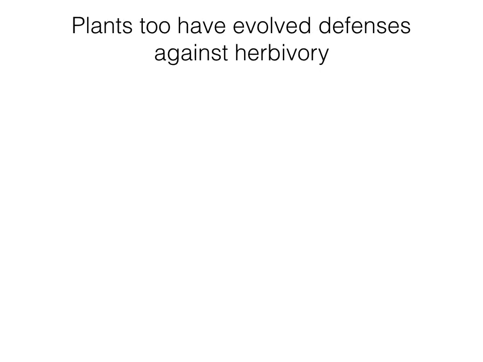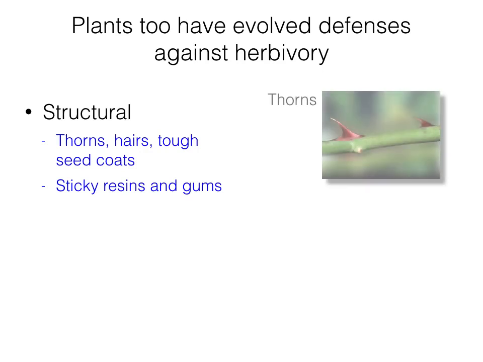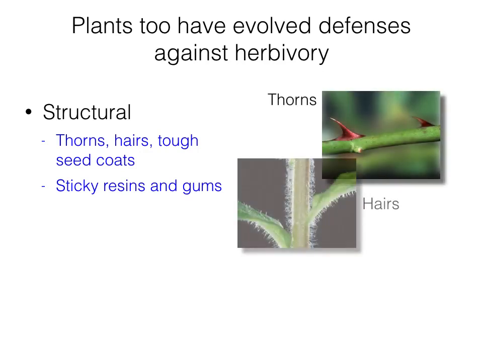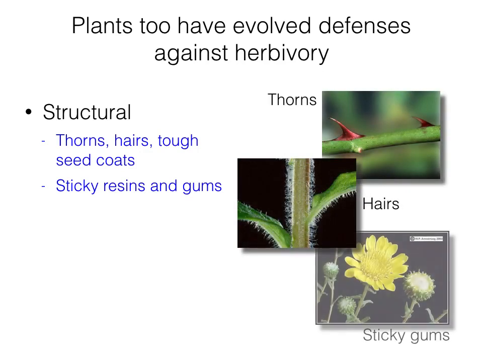Plants have also evolved a wide range of structural and chemical defenses against herbivory. We were just talking about the example of the milkweed plant that produced the cardenolide toxin. So this is just one example. But let's start with structural defenses. Plants produce quite a wide range of structural defenses. These include thorns, hairs, tough seed coats, sticky gums, resins, and so forth.